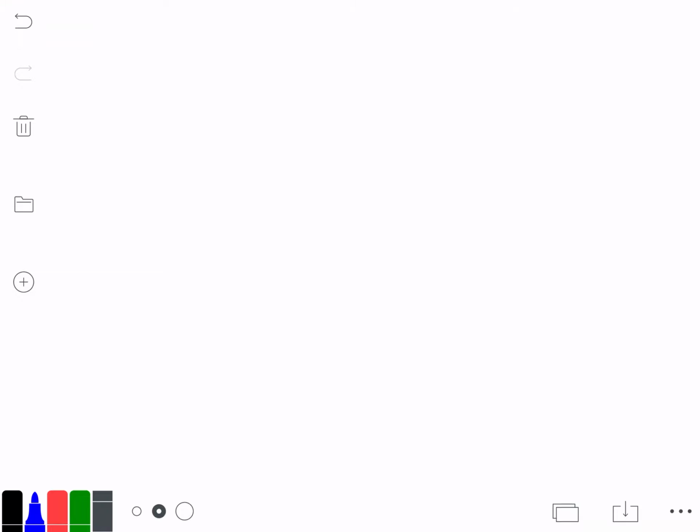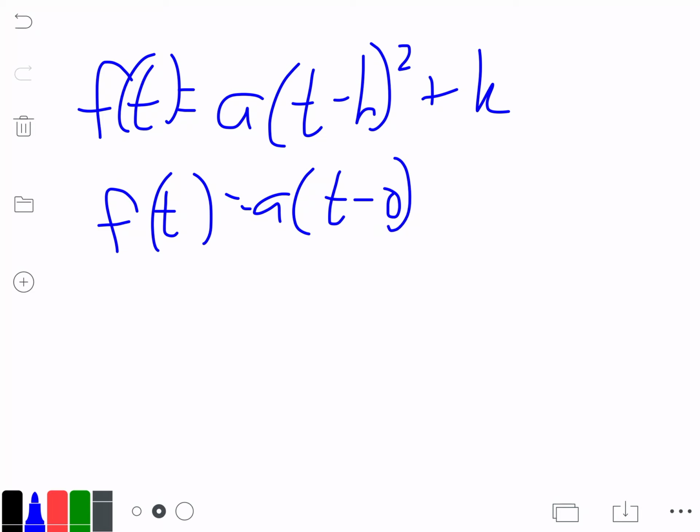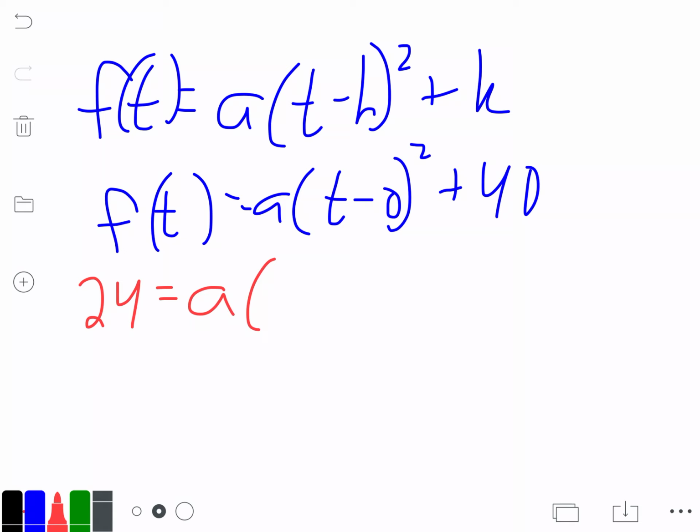So if you look here, we'll have f of t equals a times (t minus h) squared plus k. So our vertex was at (0, 40). So f of t equals a times (t minus 0) squared plus 40. Now, by looking at that, you know that one point that we have is (1, 24). So when your t is 1, your f of t is 24. So we're going to put a 24 here. A times t is your 1, minus 0 squared, plus 40.